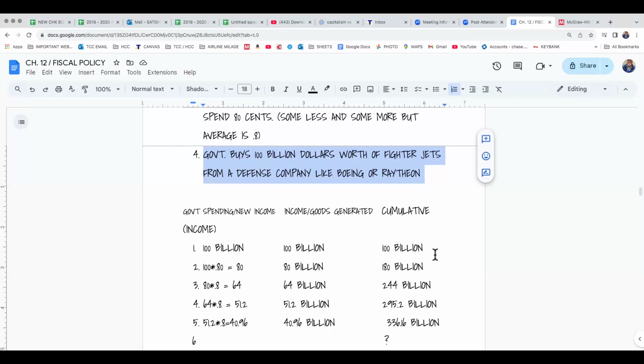So we have three columns. In the first column, I'm going to show you government spending, which leads to income. When government spends money, it becomes income for somebody else. So the next column is income and goods generated. And the third is the cumulative impact.